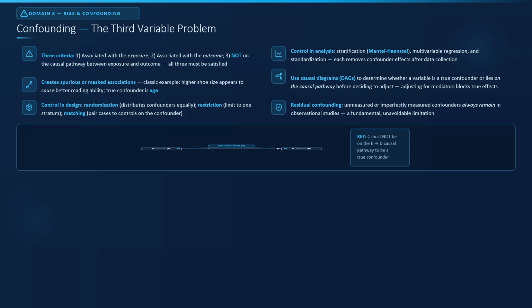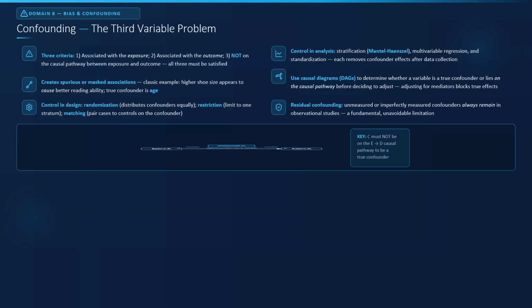All right, let's talk about confounding. This is one of those concepts that shows up everywhere on epi exams, and honestly, everywhere in real practice too. Here's the core idea. Confounding is the third variable problem. You think you're looking at a clean relationship between an exposure and a disease, but there's some other variable lurking in the background that's mixing itself into your result.